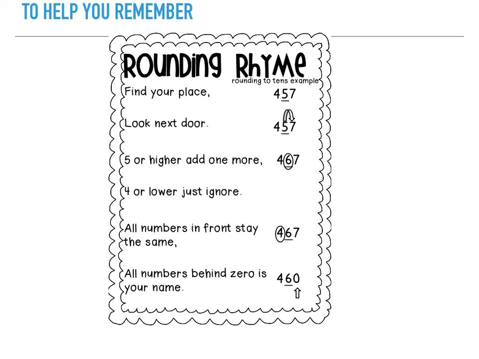The last thing I'm going to share with you is something to help you remember. It's a rounding rhyme, and the numbers you're looking at are for rounding to the nearest tens. So first we find your place, look next door, 5 or higher, add 1 more. 4 or lower, just ignore. All the numbers in front stay the same. All the numbers behind, 0 is your name.